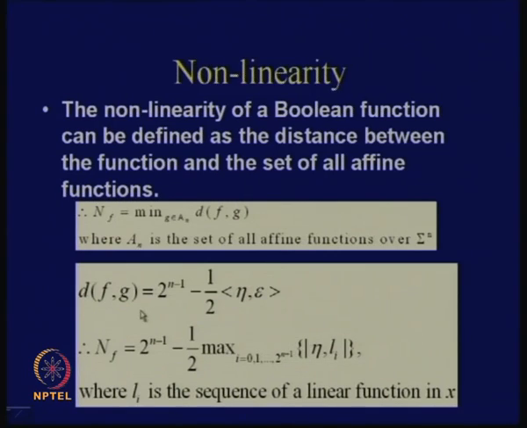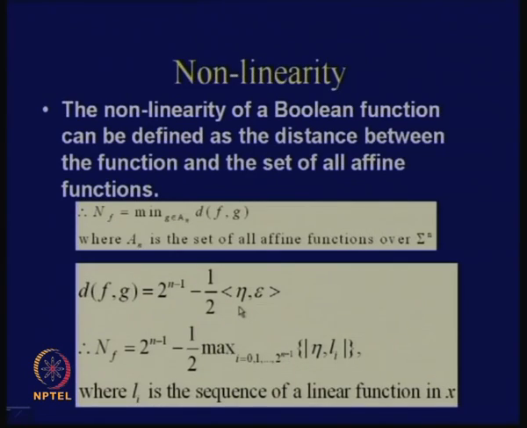So, now you can try to understand why d(f, g) is equal to this. What we are essentially concerned with is the distance of f with g, right. So, the distance d(f, g) will be equal to 2 power n minus 1 minus half of eta comma epsilon. That follows from the definition of eta, the definition of this particular dot product. I will leave it to you as an exercise to think why, but it follows straight away from the definition.